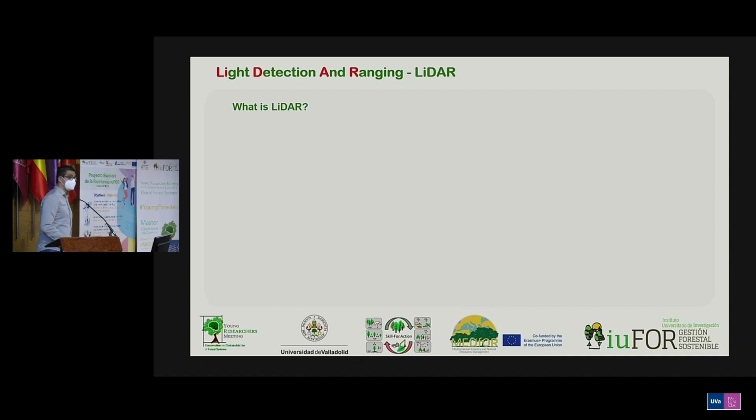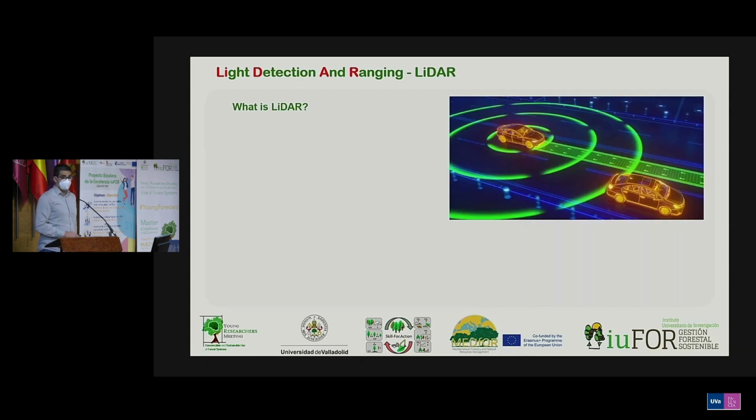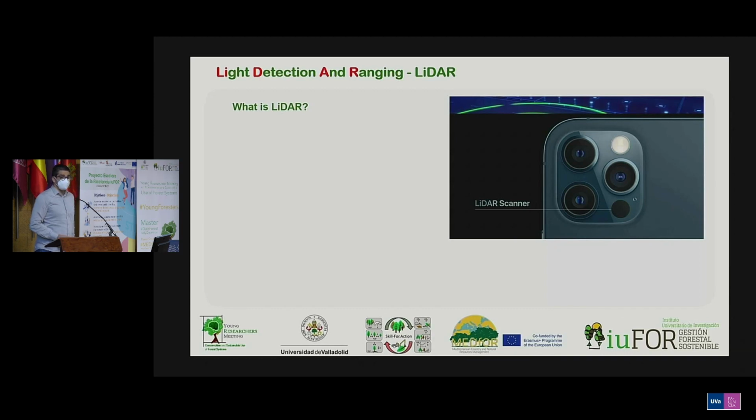So, light detection and ranging. What is LiDAR? LiDAR is a technology that uses light to measure distance. And in some cases, it's possible to measure speed. Nowadays, many different applications are using LiDAR, and we don't even know about this. For example, it is used in self-driving cars. Even cell phones nowadays come with a LiDAR sensor.